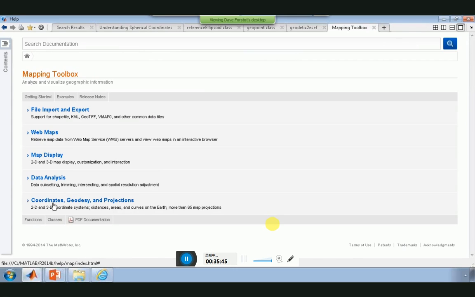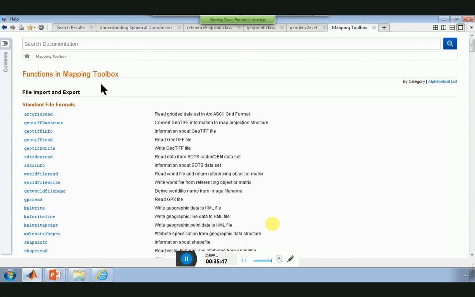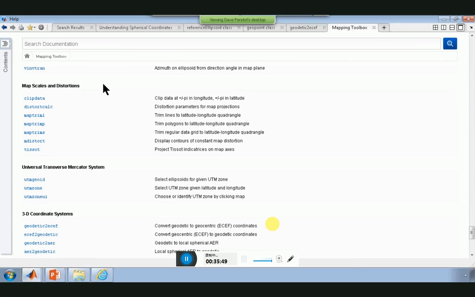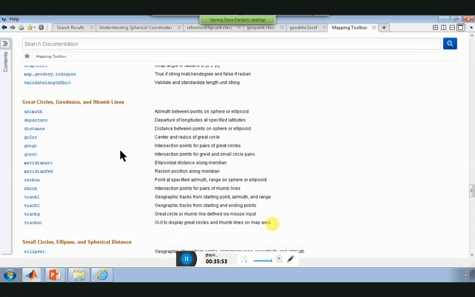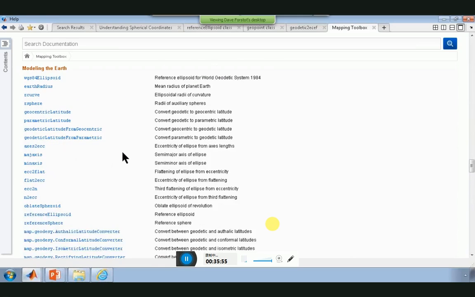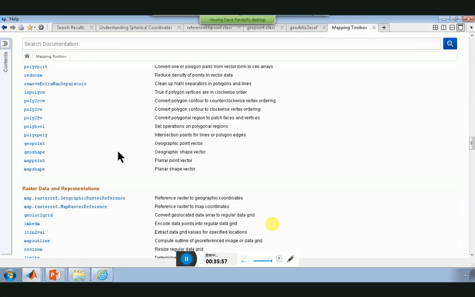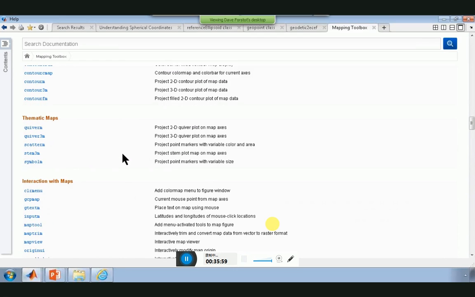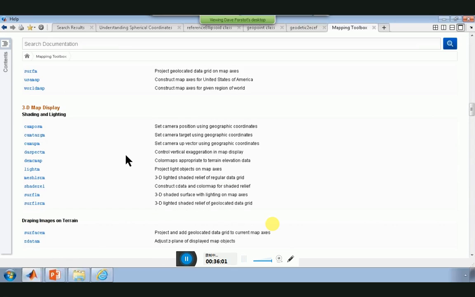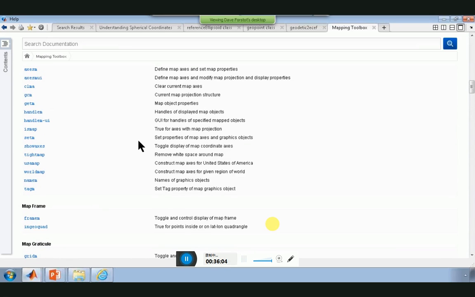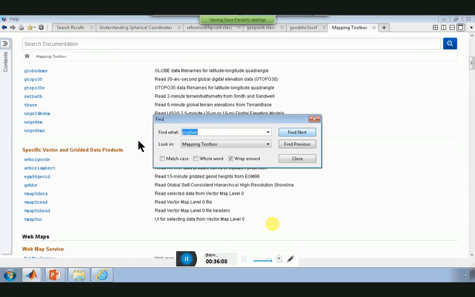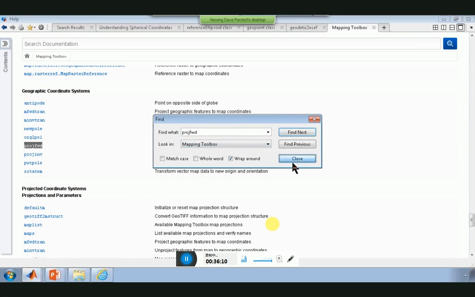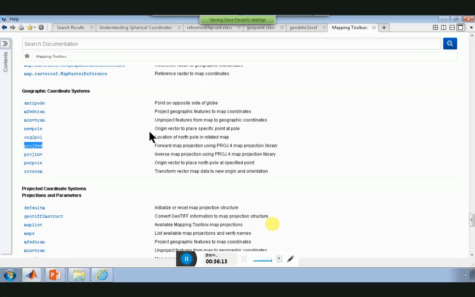And if you're using a tool, hopefully it's going to have, like the mapping toolbox, the ability to help you deal with projecting into and out of the coordinate systems for points or regions in terms of vector data.